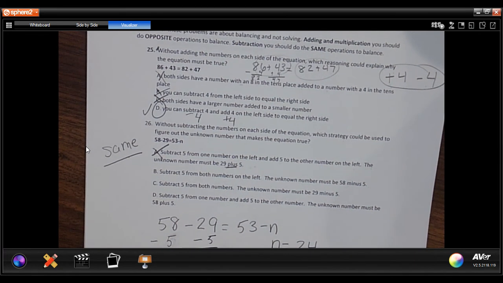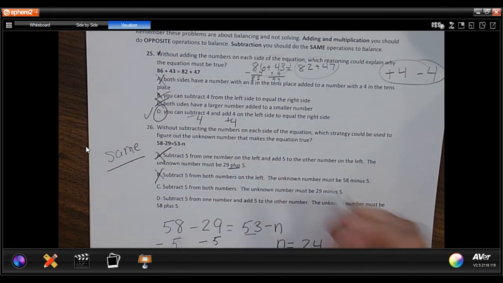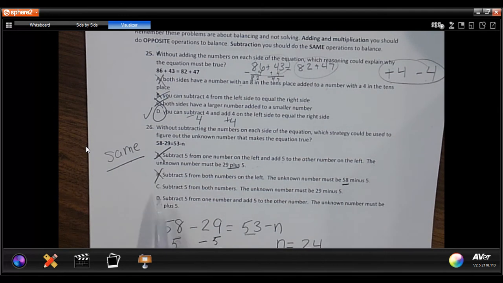Well, 58 minus 5 gave me 53, but I need to define n. So n was 29 minus 5. So that's not right either because this says 58. C, subtract 5 from both numbers. We did that. The unknown number must be 29 minus 5.